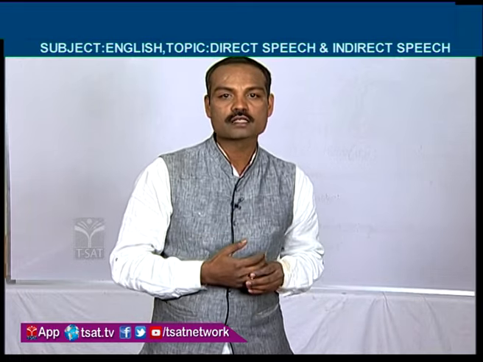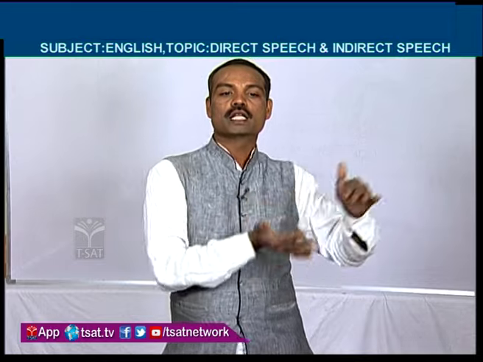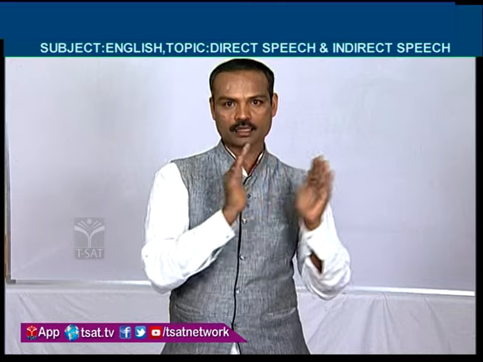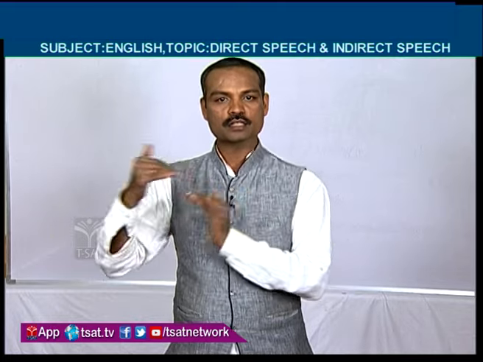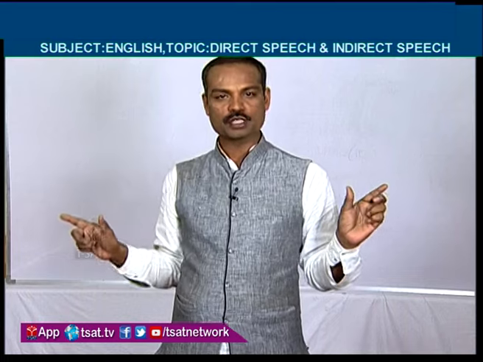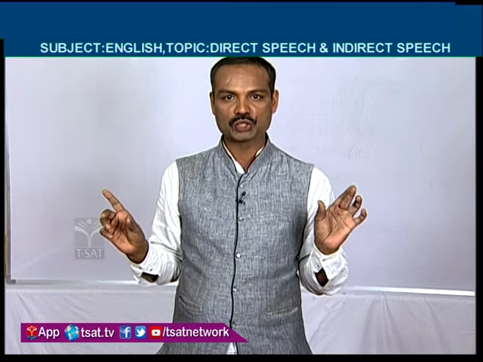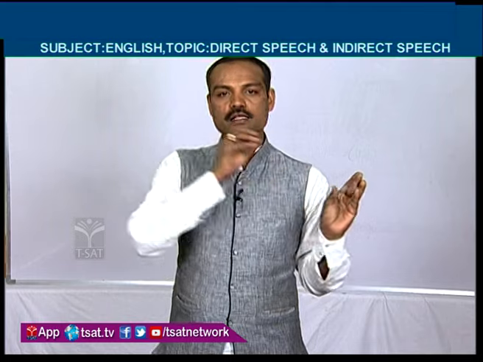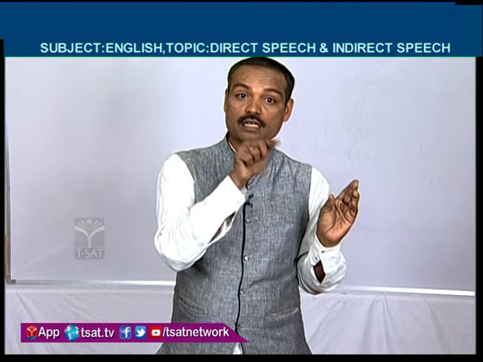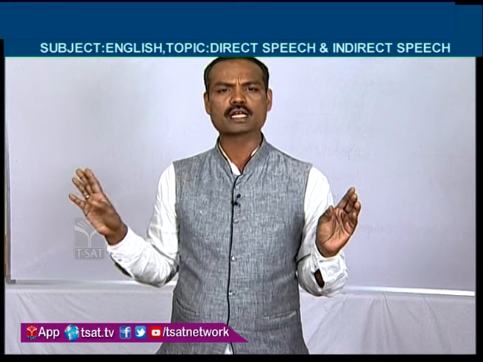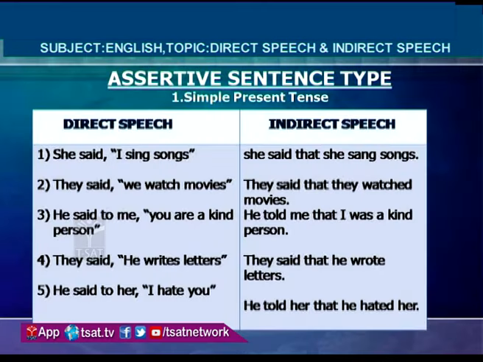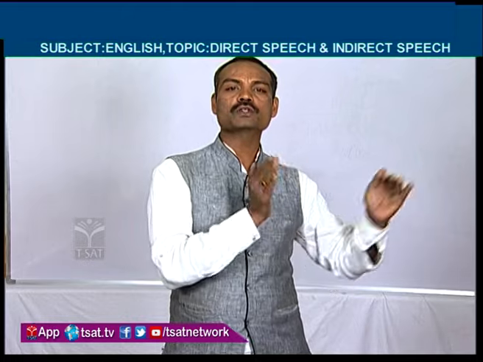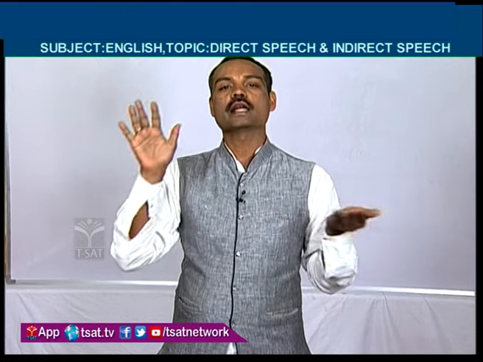Next, shall we see the next example? The next example is, they said, he writes letters. Shall we change this into indirect speech? They becomes they only. Starting word should be written as it is, I have told you. Next, said also should be written as it is. Sometimes in the place of said, they may give told also. Told also should be written as it is. So they said, it should be written as it is. In the place of comma, we should write the conjunction, that. So in inverted commas, what is there? He writes letters.